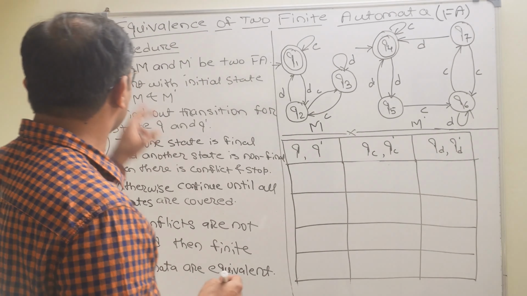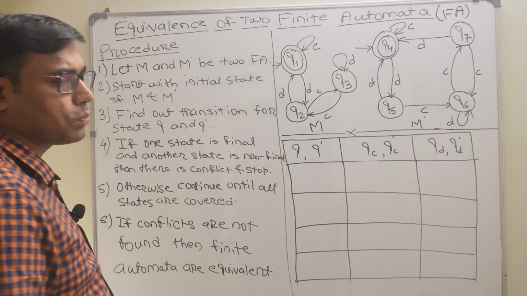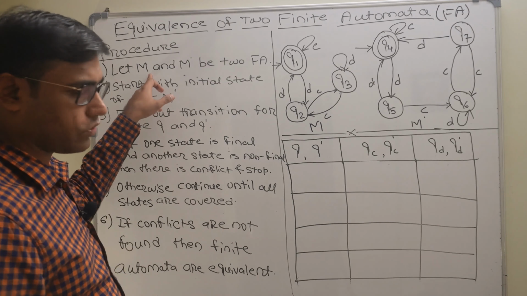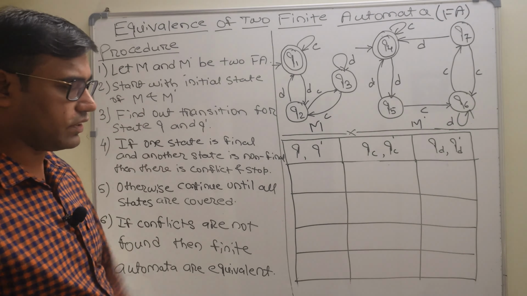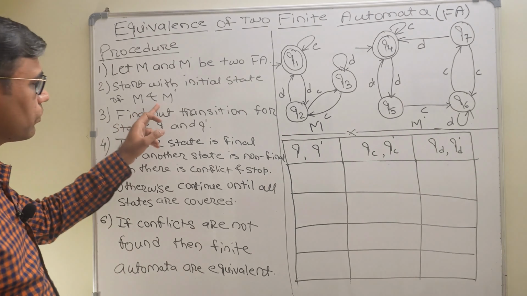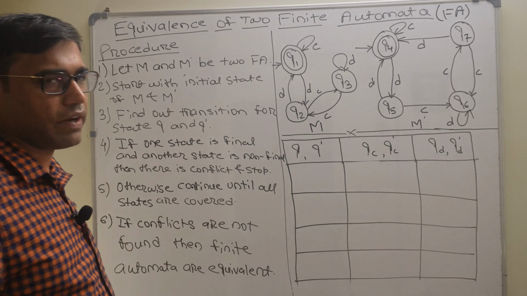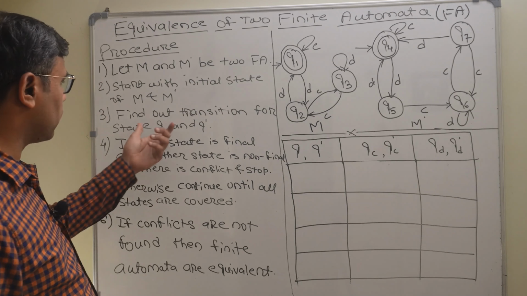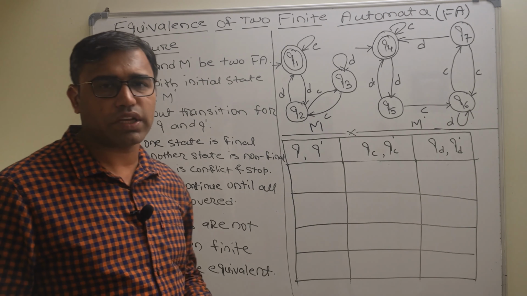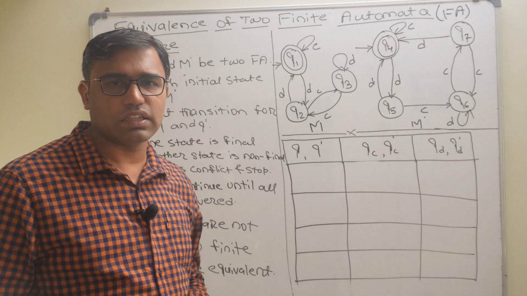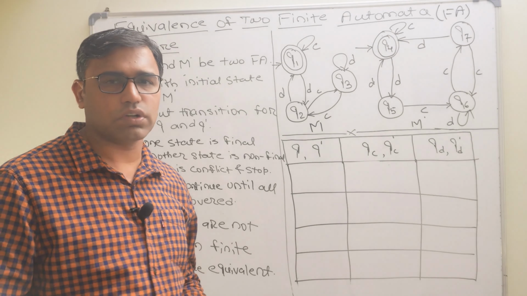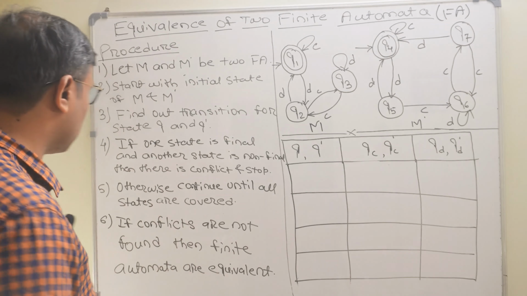The procedure is: let M and M dash be two finite automata. So we have to take two automata, the first named M and the second named M dash. Then start with the initial states of M and M dash, and find the transition for states q and q dash. Now what are q and q dash? Q and q dash are the initial states of finite automata M and M dash, and we have to find the transition for all the input symbols.